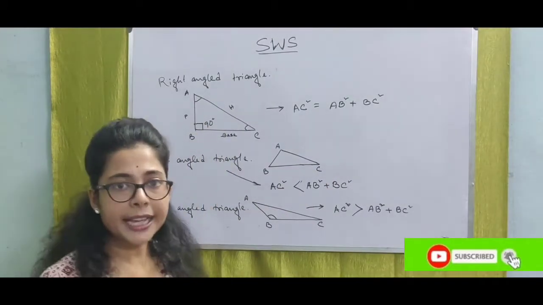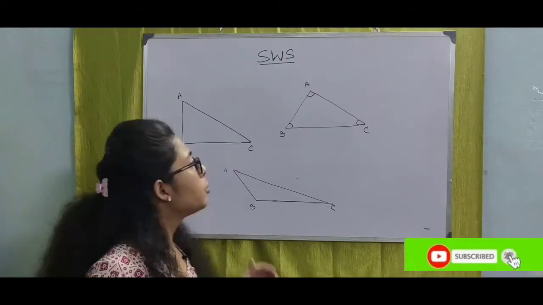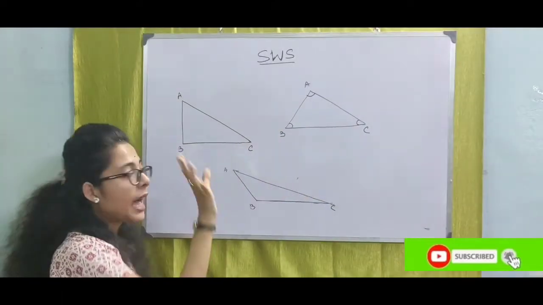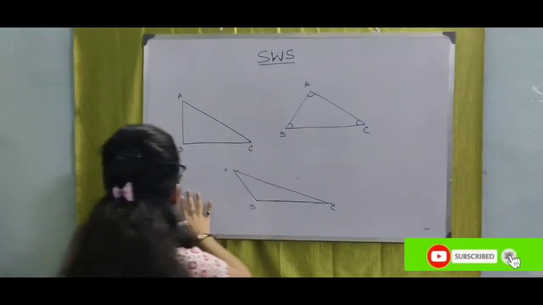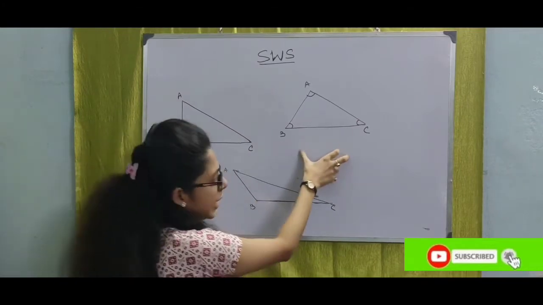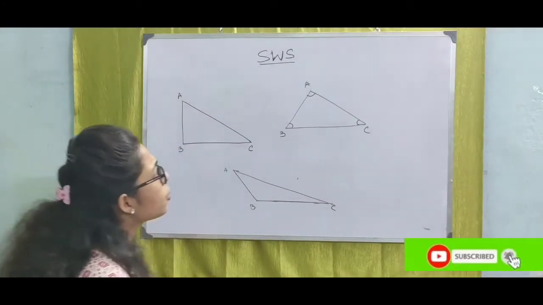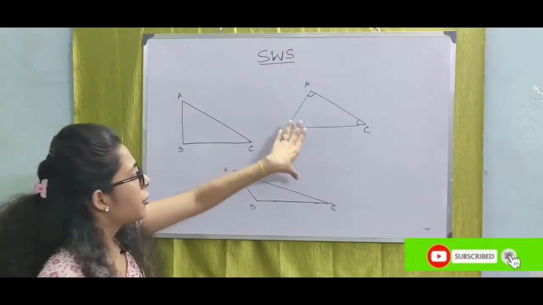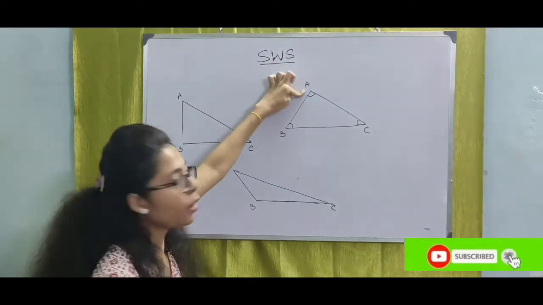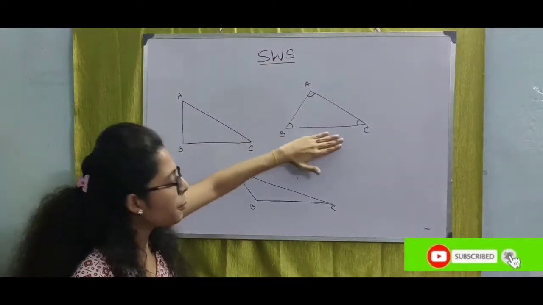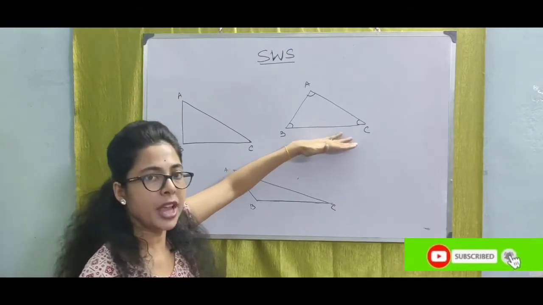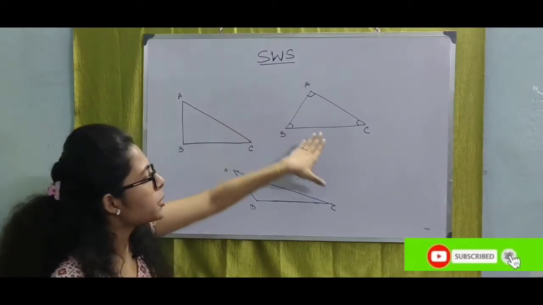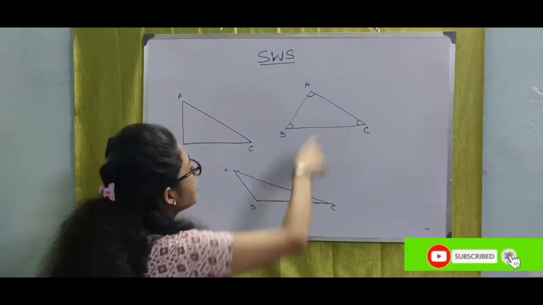Now we talk about the height of the triangles. Moving on to the next part, height of these three triangles. We will discuss from the acute angle triangle. So what is height? Height is the length from one point of a triangle to the opposite side. From this point to the opposite side is called height.